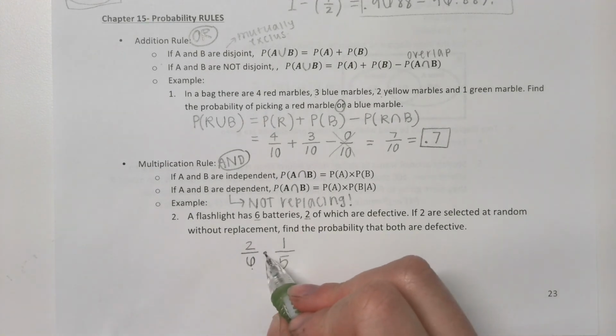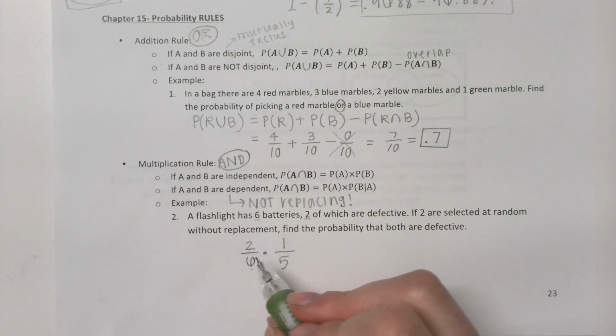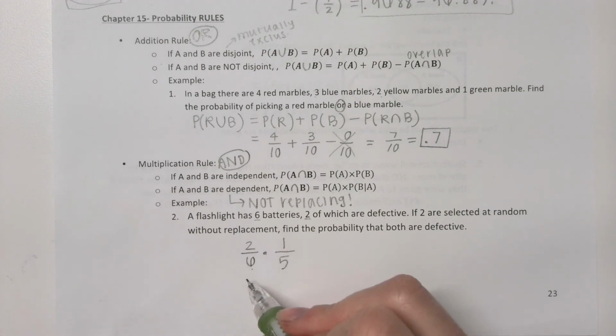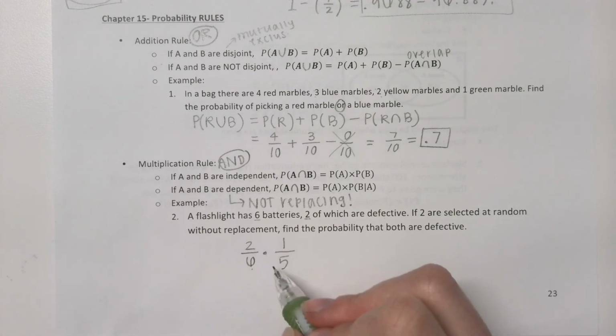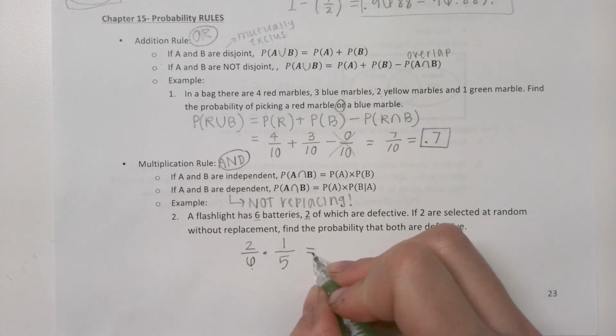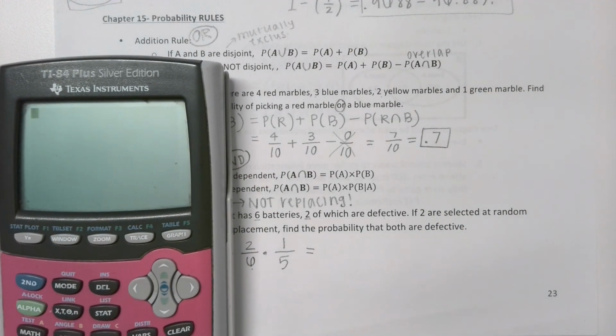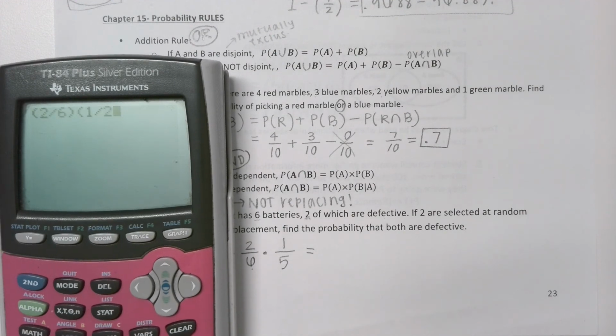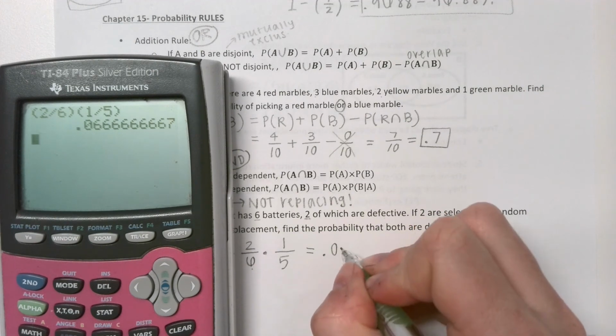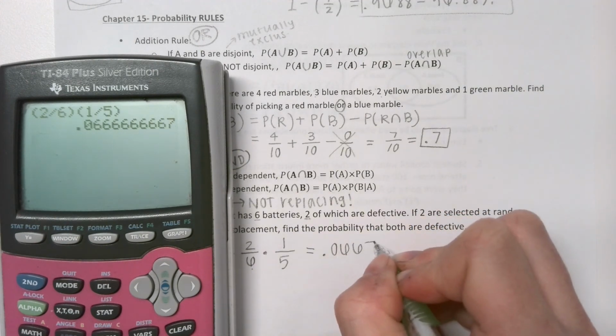I am multiplying here because I need both of these things to happen. I need 1 to be defective and the other one to be defective, so that should be multiplication. You can use your calculator from here. And we get 0.0667.